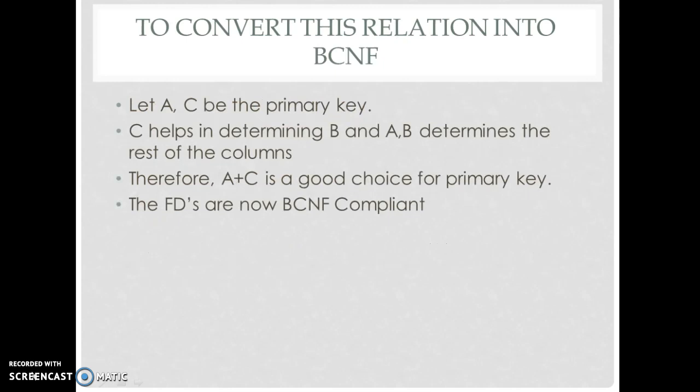Now, in order to convert the given table into a Boyce Codd normal form, we can rearrange the columns and make a new selection for the primary key. So for example, let us choose a combination of A and C to be the primary key. From the given functional dependence, we already know that if I know the value of C, I also happen to know the value of B. And knowing A and B together already helped me in determining the value of D. Therefore, if we happen to know the values of A and C, it will help us in determining the values of the rest of the columns, that is B and D.